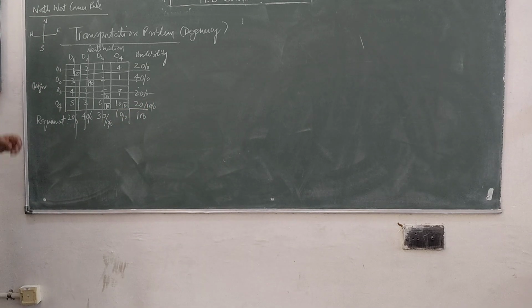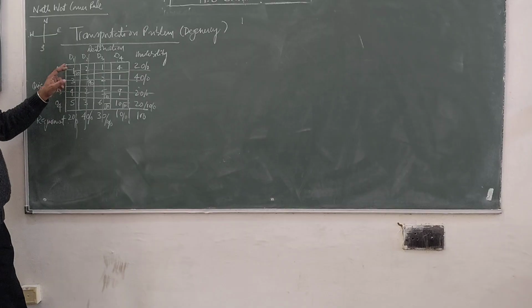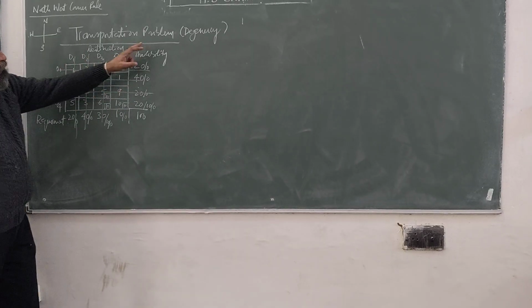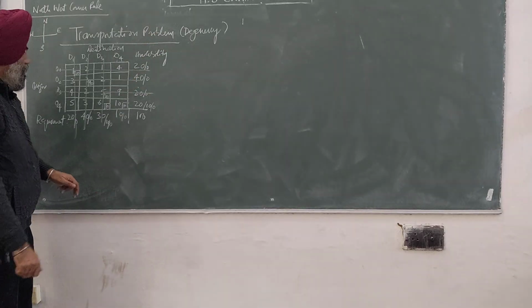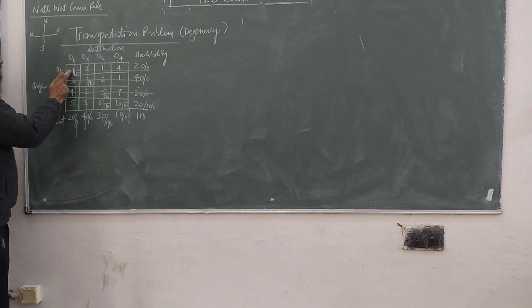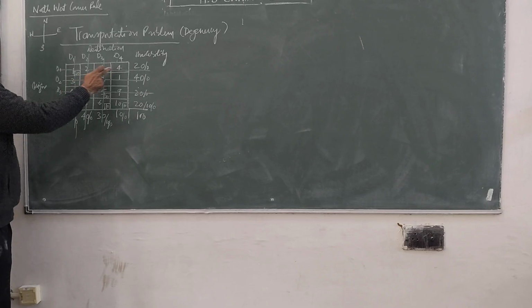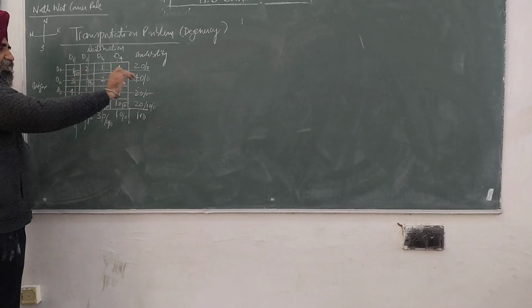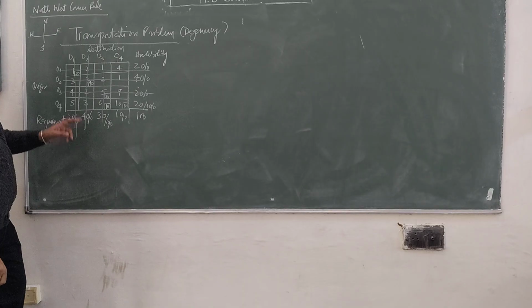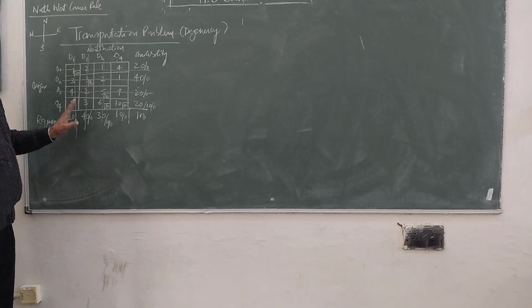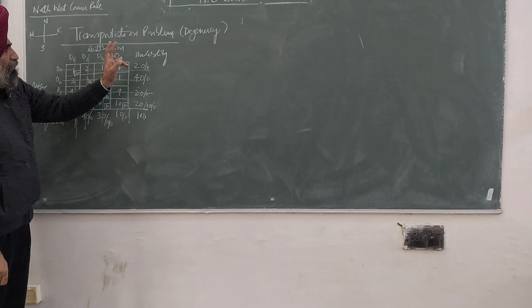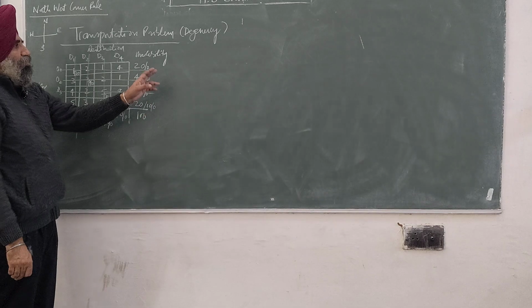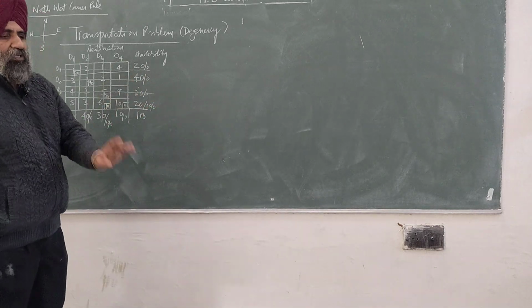One more thing, please note: when a row and column are exhausted simultaneously, you will get the concept of degeneracy in the transportation problem. This is happening twice, once here and another here. Here the row and column are exhausted at the same time. If it happens like this, you will always get degeneracy in the transportation problem. We will know this when we apply the optimality test.